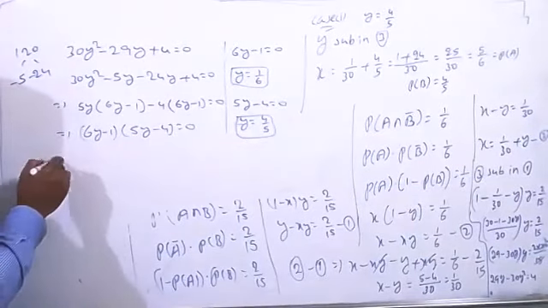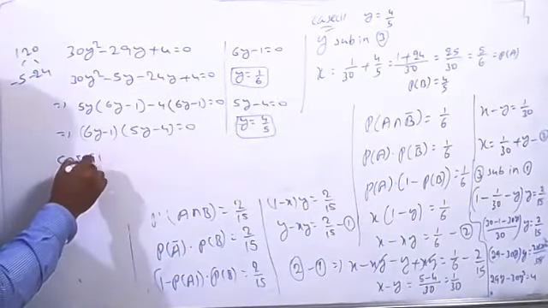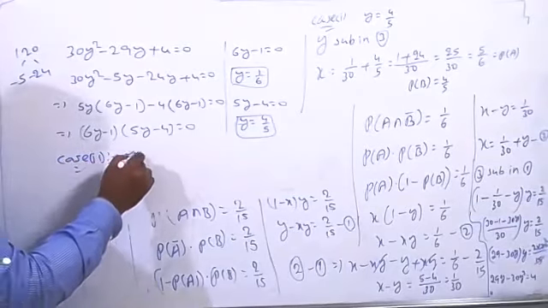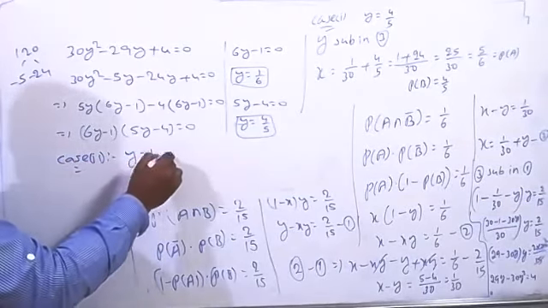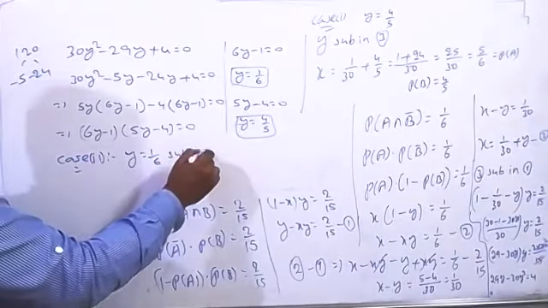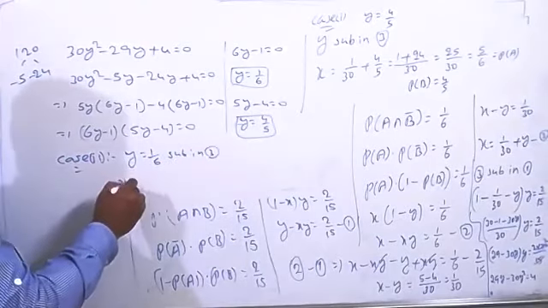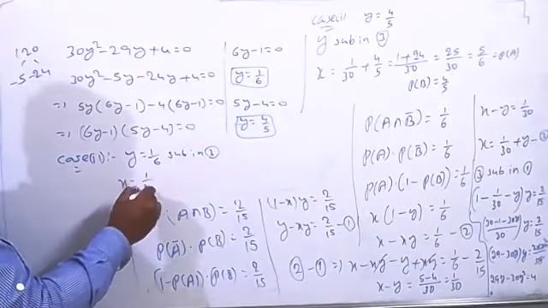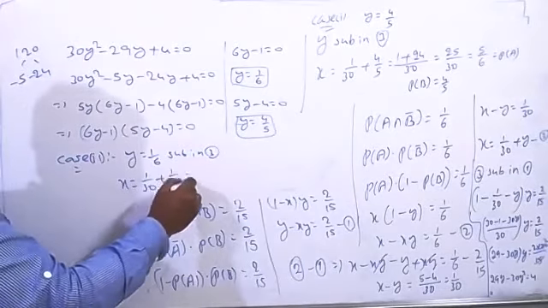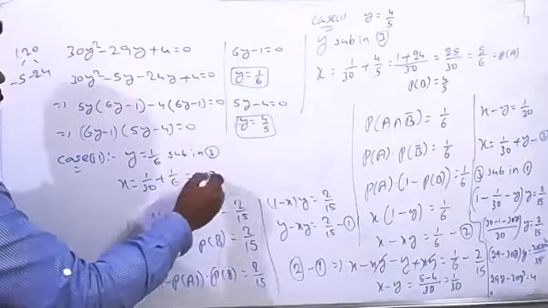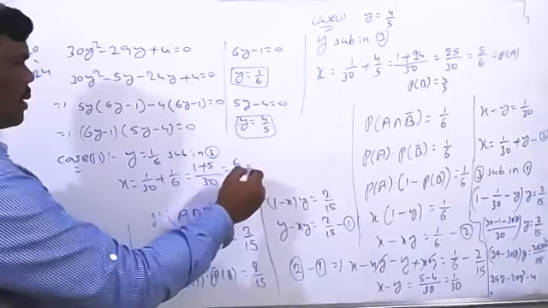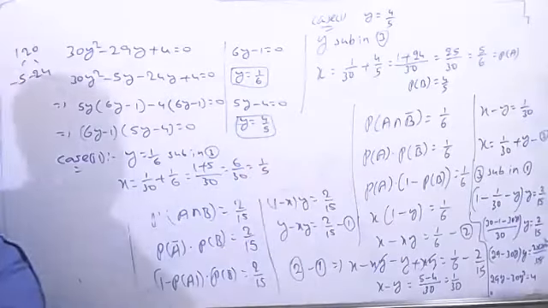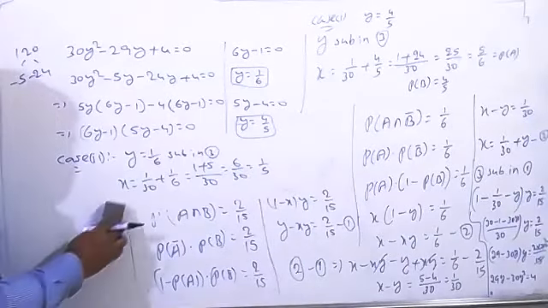Now case 2. Y equal to 1 by 6. Substitute in the third equation again. So x equal to 1 by 30 plus 1 by 6. Here 30 is the LCM. So 1 plus 5 equal to 6 by 30, that is 1 by 5. So clearly you can write now.